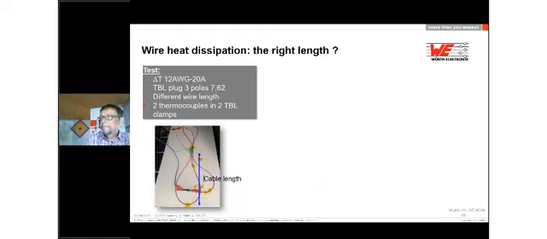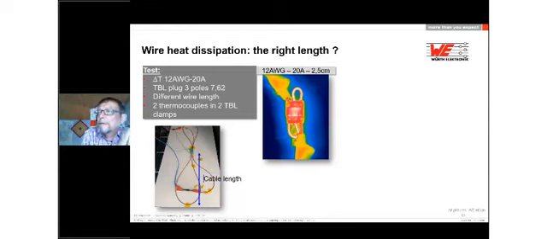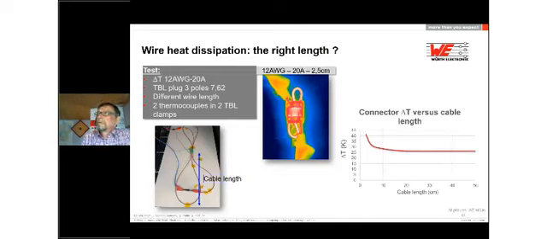We tried this with this one, also AWG12, also 20 amps, 2.5 centimeters. And as you can see in the thermal picture here, the cable gets very hot, and the connector also gets very hot. This means the connector goes above the 30 Kelvin, and it's not possible for the cable to pull out the heat of the connector in this case. So we had to check which is the right length.